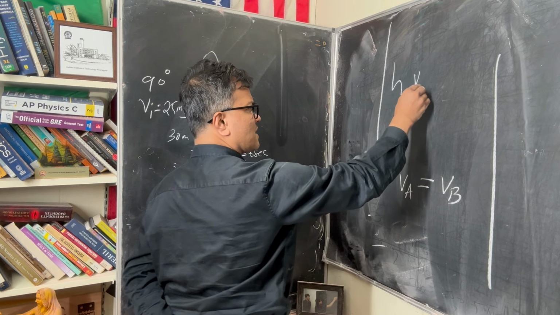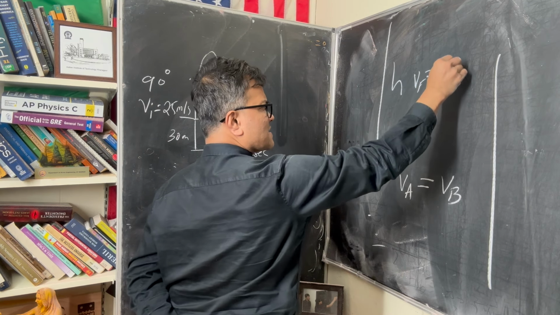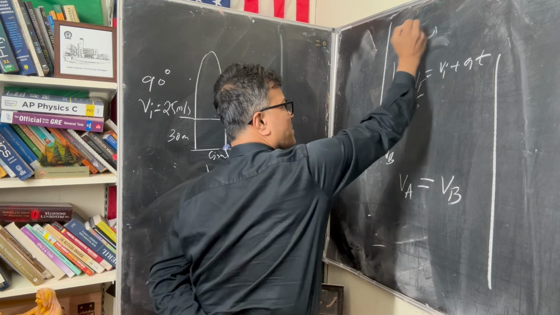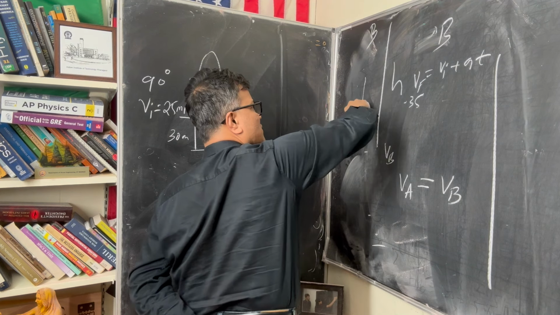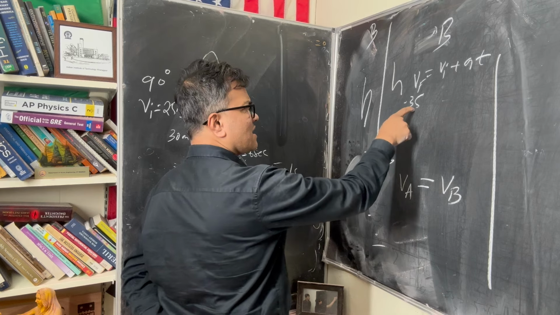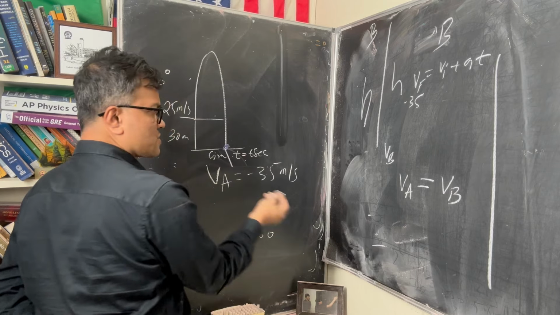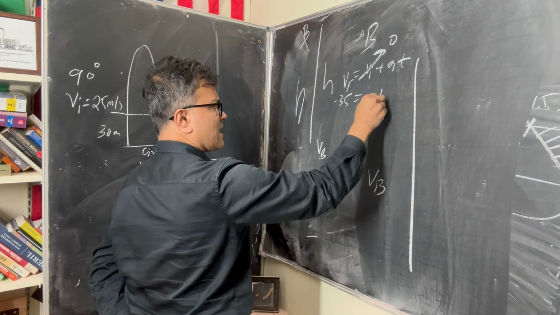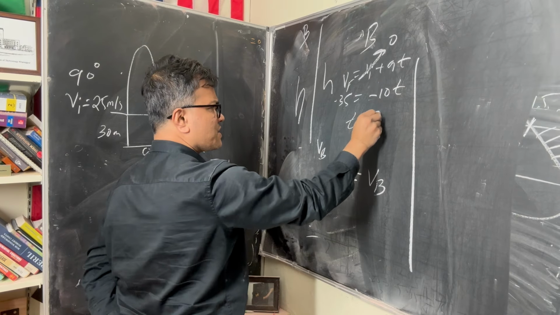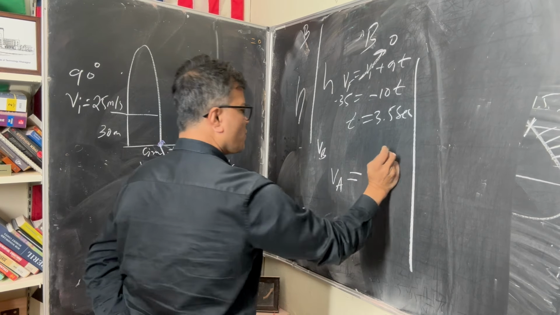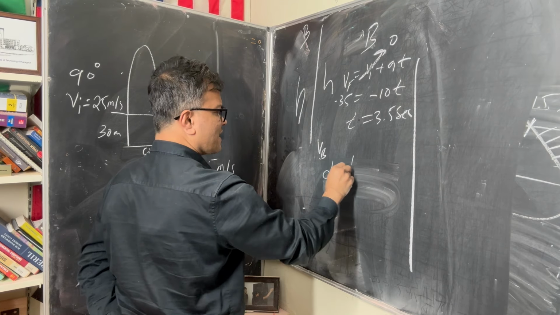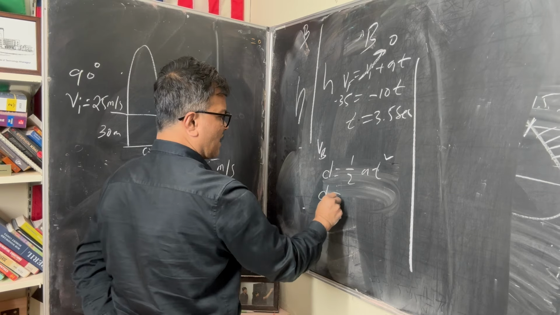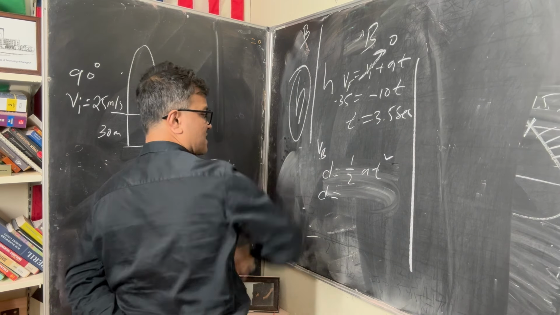So impact velocity is equal to v_i plus a t. Now, for object B, we are trying to find the height. Object B must be 35 because both of them have the same impact velocity. When you drop something, v_i is 0, so negative 10t. So the time is 3.5 seconds. We know that d is equal to half a t squared. Now, d is the distance that we are trying to find.